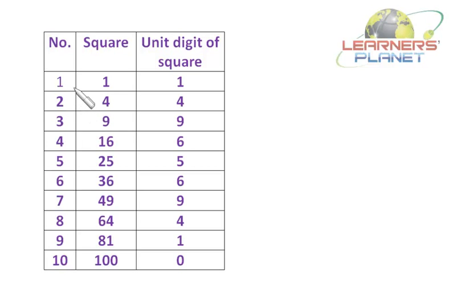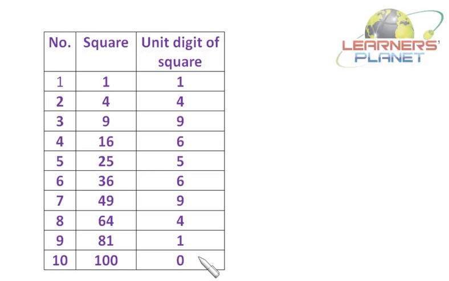The squares of 1 and 9 both end in 1. The squares of 2 and 8 both end in 4. The squares of 3 and 7 both end in 9. The squares of 4 and 6 both end in 6. And the square of 5 will always end in 5 only. And the square of numbers ending with 0 will always have 0 at their unit place.